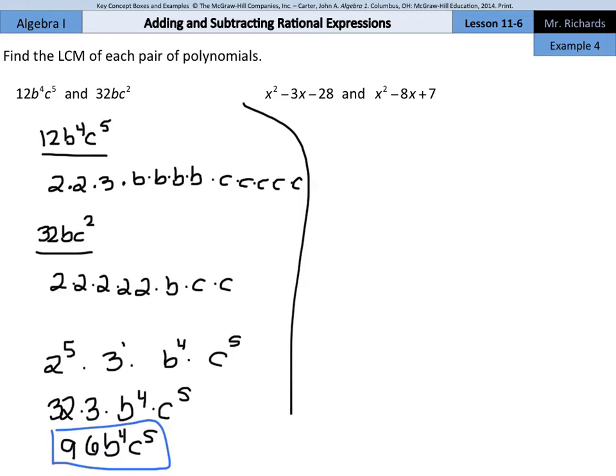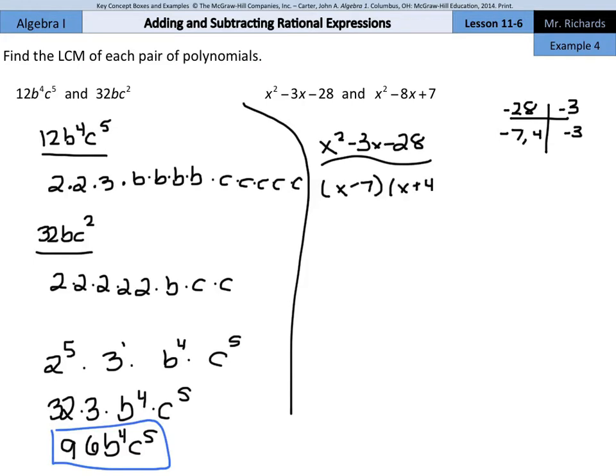For our next example, x squared minus 3x minus 28 and x squared minus 8x plus 7, what we need to do is to write these polynomials in factored form. So if we take a look at our x squared minus 3x minus 28, we're looking for something that's a product of negative 28 that adds up to be negative 3. Well, that would be negative 7 and positive 4, add up to be negative 3 and multiply to be negative 28. So this is going to factor into x minus 7, x plus 4.